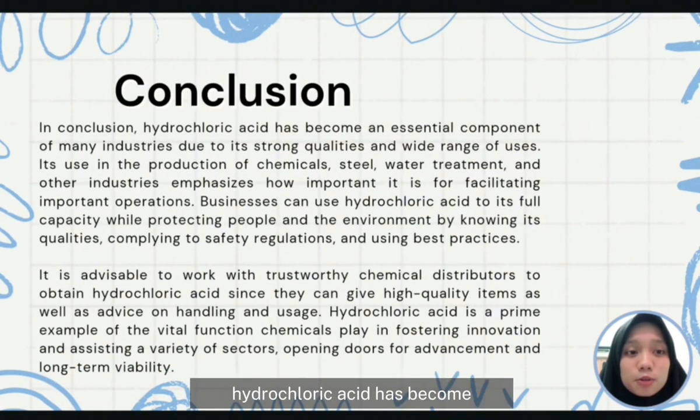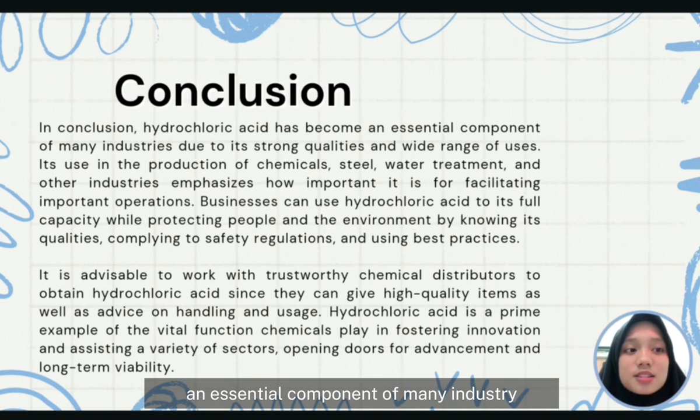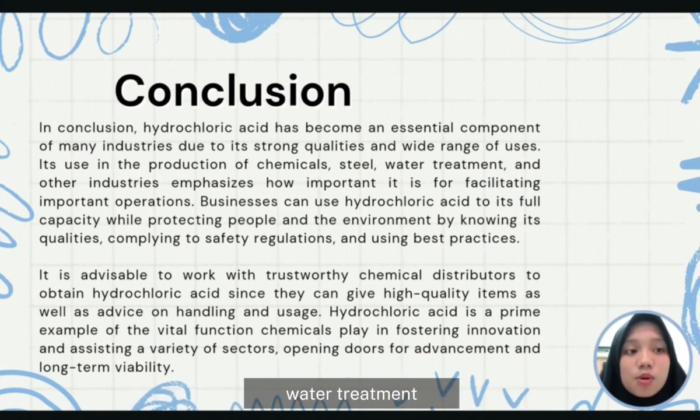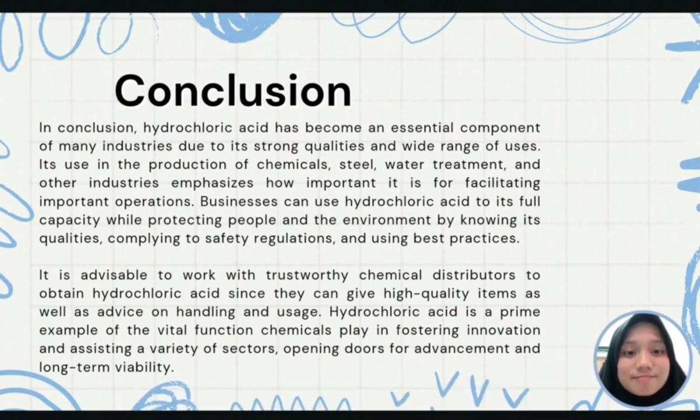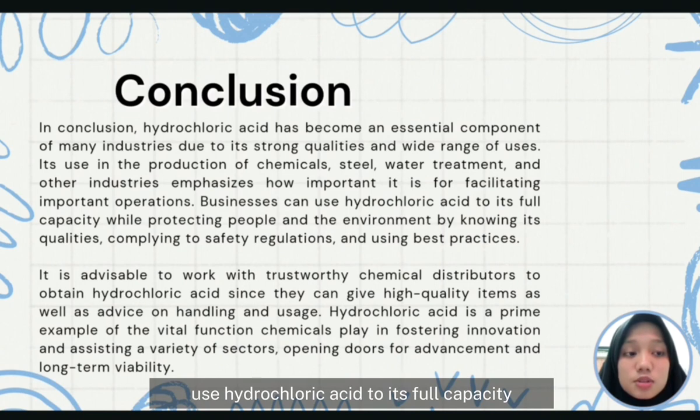In conclusion, hydrochloric acid has become an essential component of many industries due to its strong qualities and wide range of uses. Its use in the production of chemicals, steel, water treatment, and other industries emphasizes how important it is for facilitating important operations. Businesses can use hydrochloric acid to its full capacity while protecting people and the environment by knowing its qualities, complying with safety regulations, and using best practices.